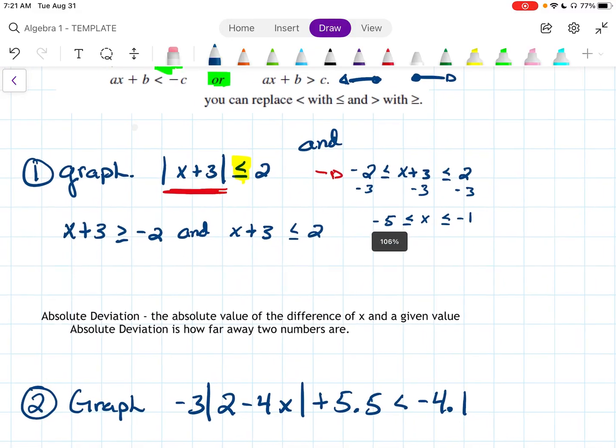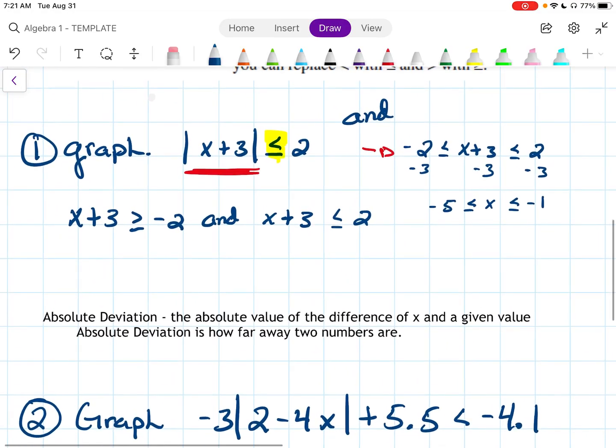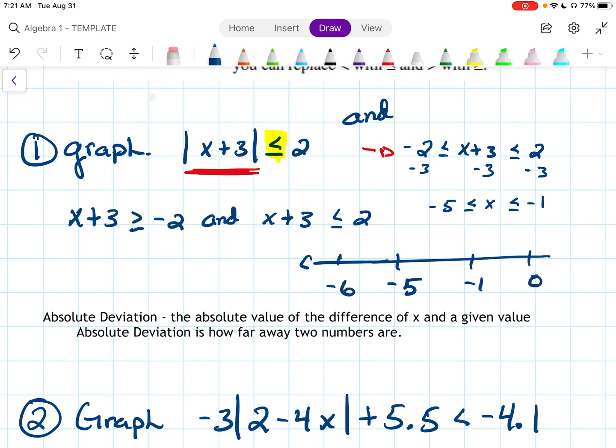So whenever I graph this, let me see if I can get everything in there. I'm going to have negative 5, negative 1, maybe we'll put 0, and negative 6. I'm going to have closed circles on negative 5 and negative 1, and it says x is wedged between them, so there we are.